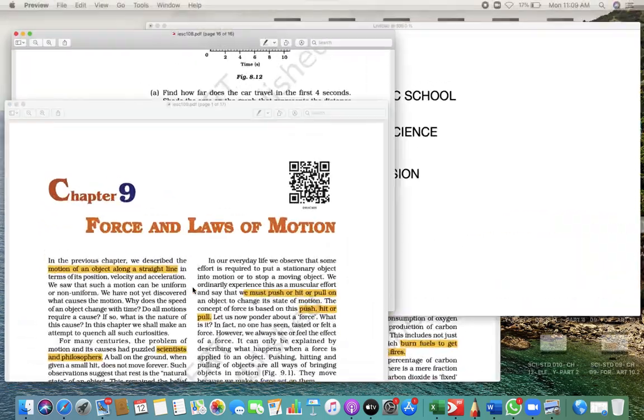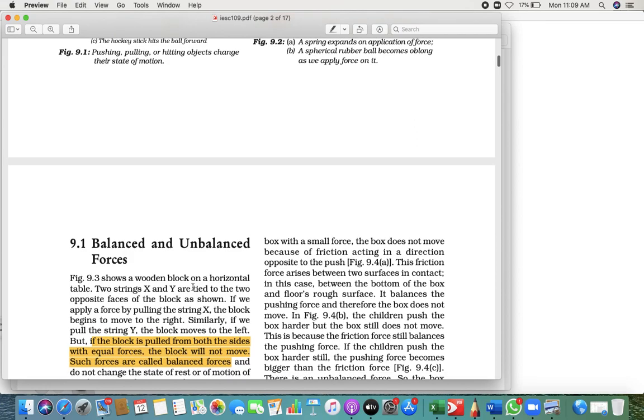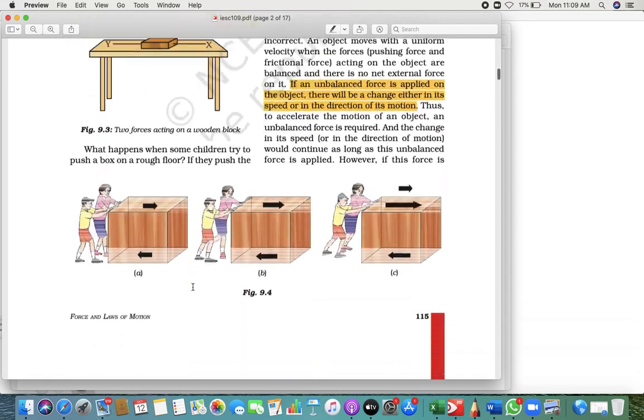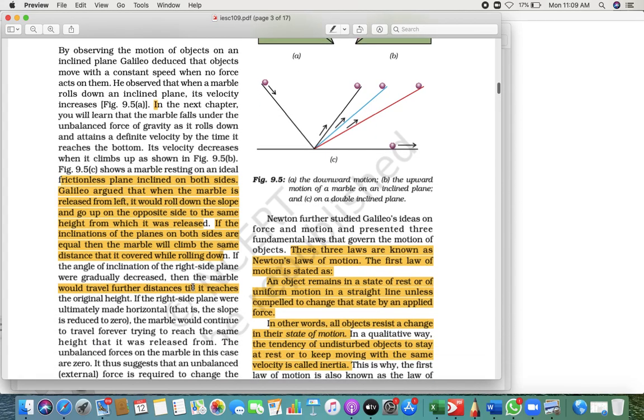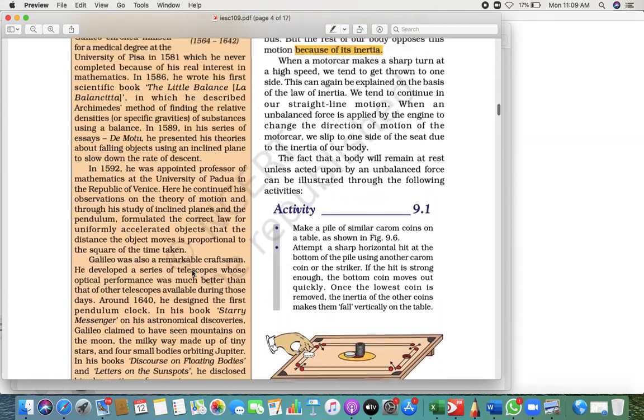The ninth chapter, in which force and laws of motion. Make sure you know all the three laws: Newton's first law, Newton's second law, Newton's third law. Statement of that law. Also the SI unit for all: acceleration, velocity, momentum, and all. Then, as I said, first law, second law, third law, definition, statement.